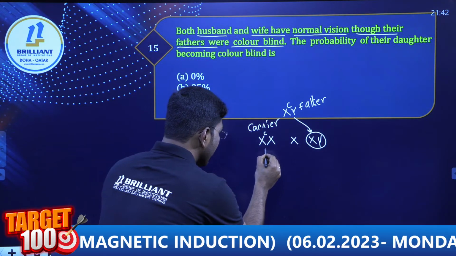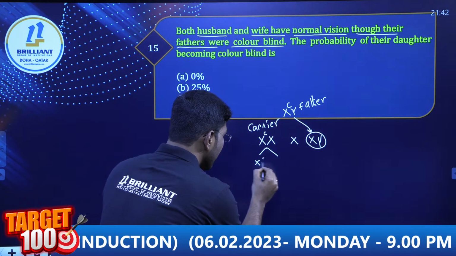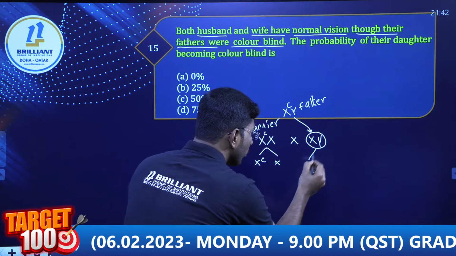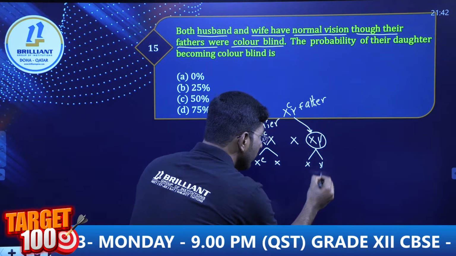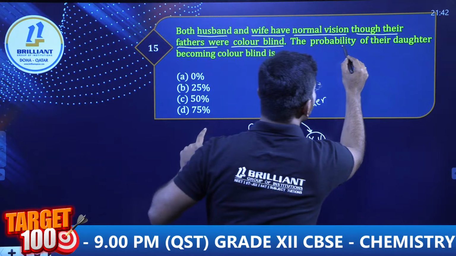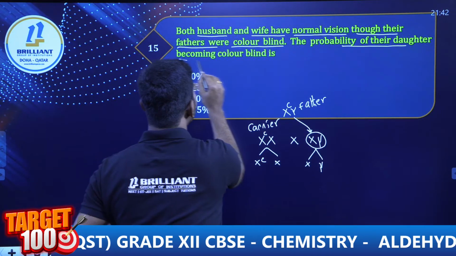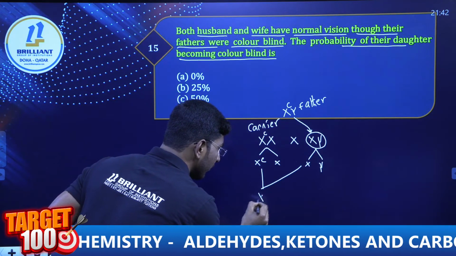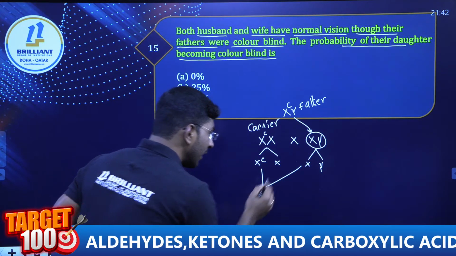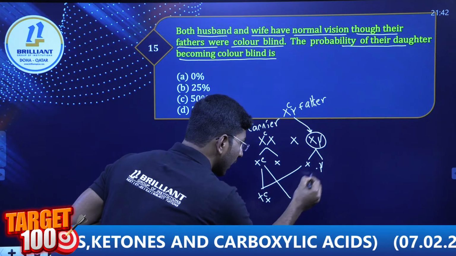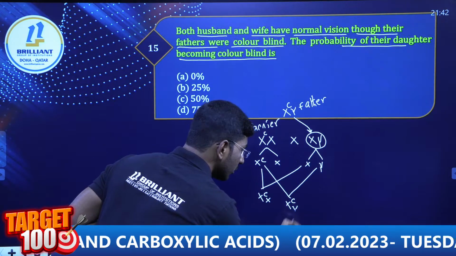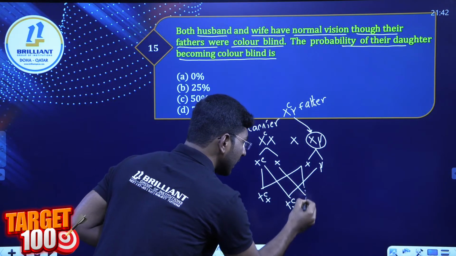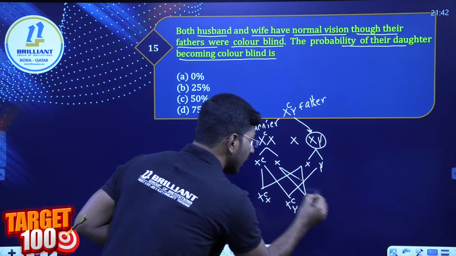Now 2 gametes can come from here, X^c and X, and from here also X and Y. They are asking the probability of the daughters becoming colorblind. Daughter X^c X here, not colorblind. Next here it is. What about the son? X^c Y, there is a chance. Now here X X, no daughter is affected.